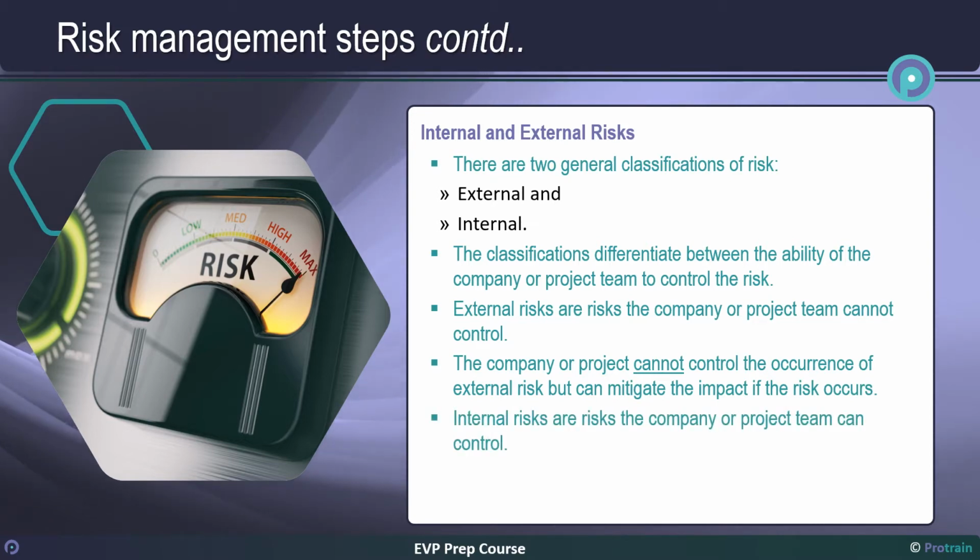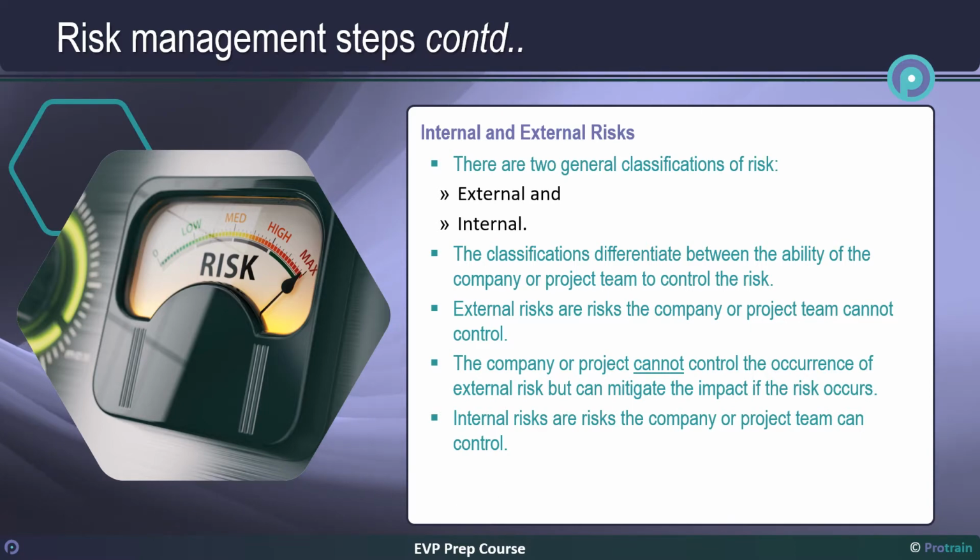Internal risks are risks the company or project team can control. Examples of internal risks are ineffectual contractor due to flawed selection process, design errors due to using untrained personnel, and cost overruns due to excessive project changes. These risks are also tactical in the sense they can be controlled by the project team, group, or members of the team.